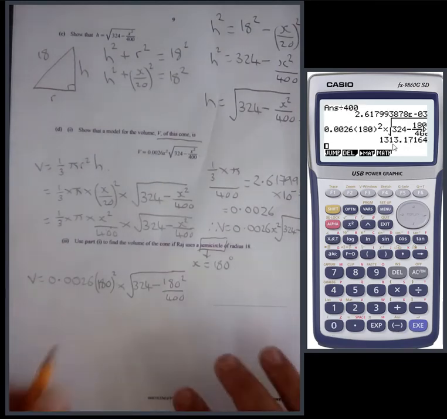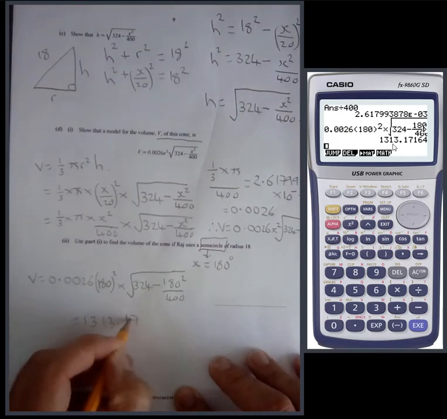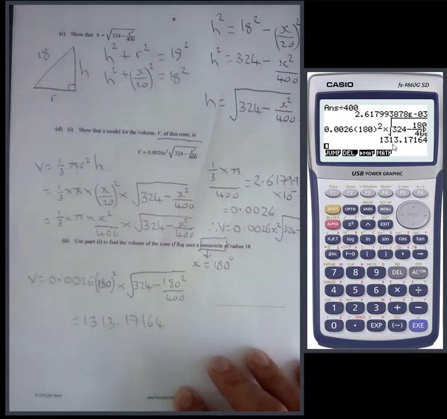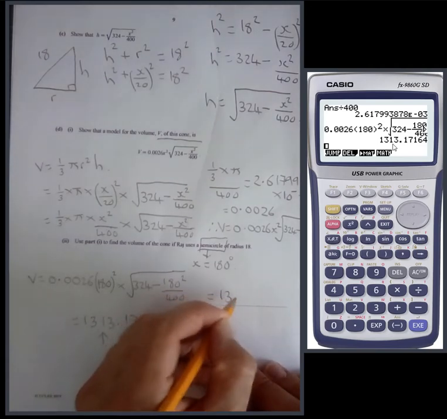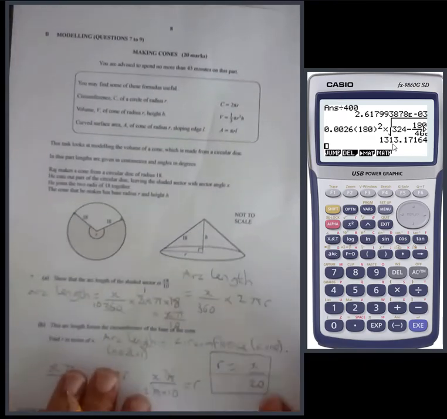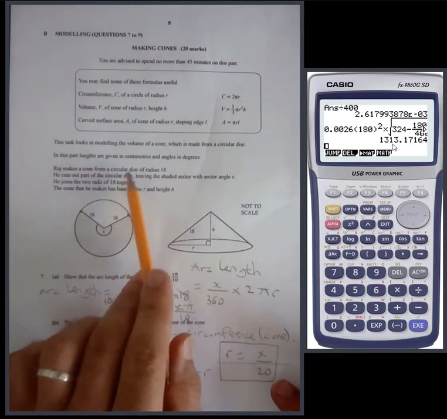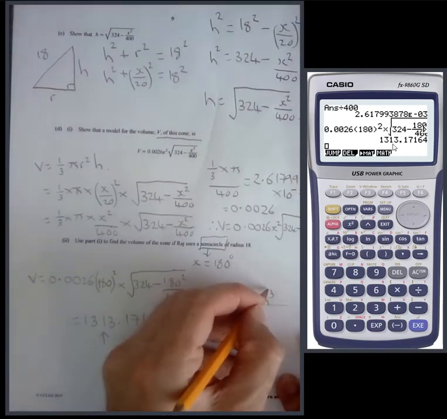Okay, so that gives me 1313.17164. So that means I'll give it to 3 significant figures. Well, you remember, find the third significant figure. Every figure is significant, so 1, 2, 3. Look next door. The 3 will not change the 1, so it's going to be 1, 3, 1, and then we need a placeholder 0: 1310. And if you want units, well, it told us at the beginning that all lengths are in centimeters. So this is a volume, so it must be cm cubed.